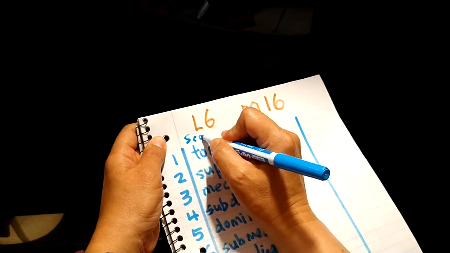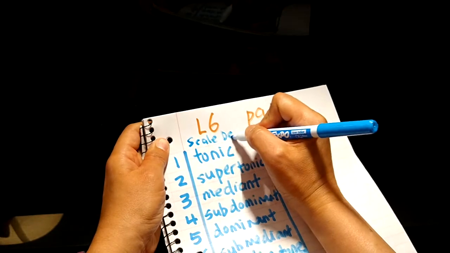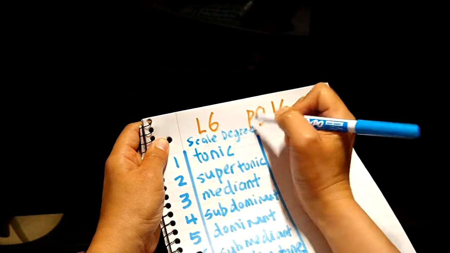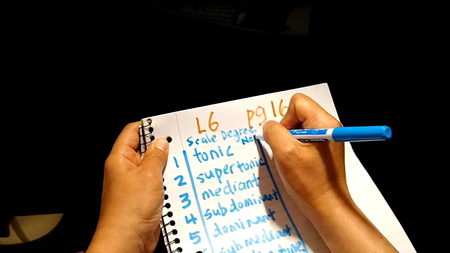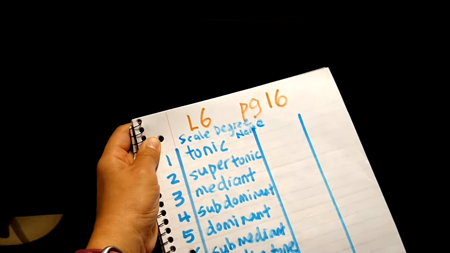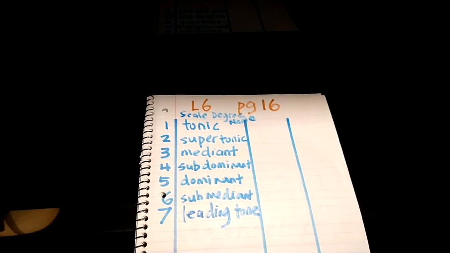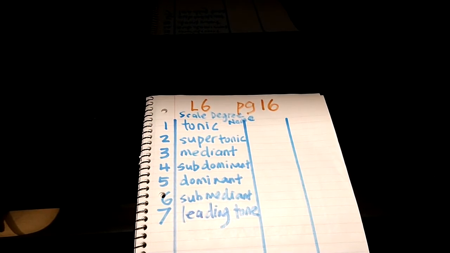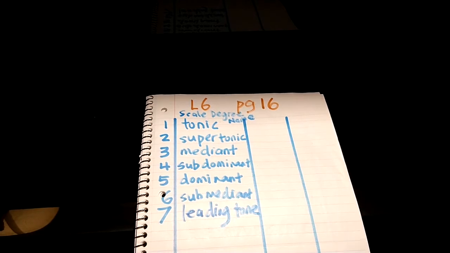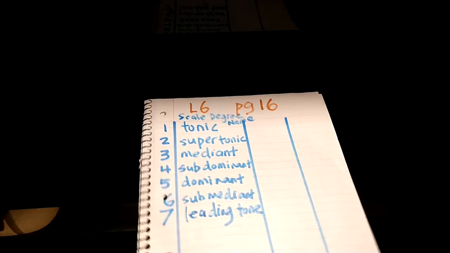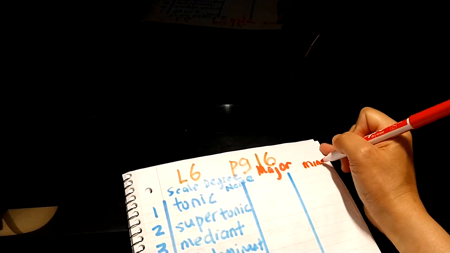Can you say scale degree name? Scale degree name. Tonic all the way to leading tone. That you have to memorize. Okay? Then you have 2 more columns here. The first column I'm going to write at the top here is major. The second column is in the minor key.